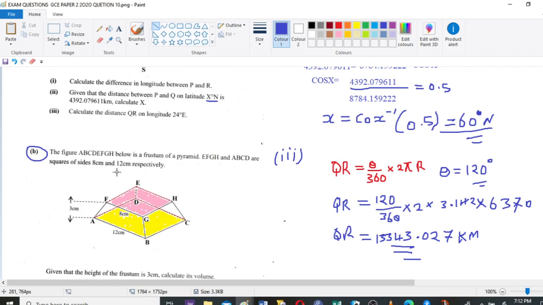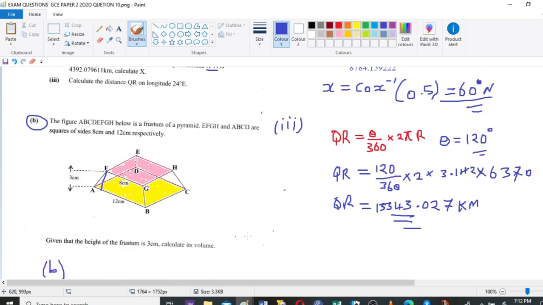And we have the height, which we can write to be here. This distance from here up to there, which is our height, is 3 centimeters. Now the question is, given that the height of the frustum is 3 centimeters, as we have seen, calculate its volume. So we want its volume.